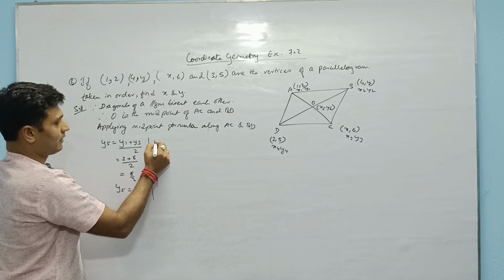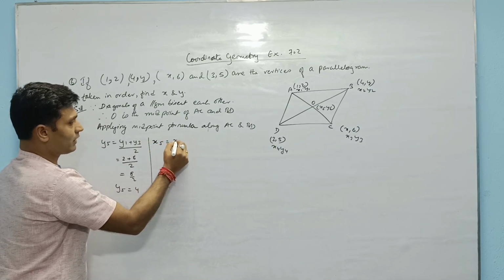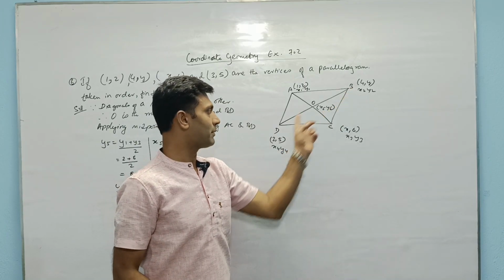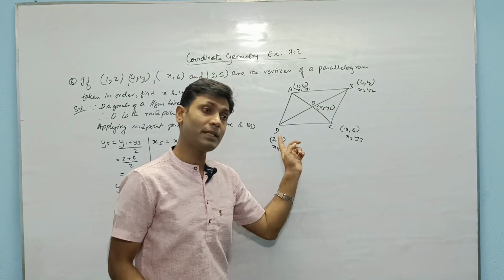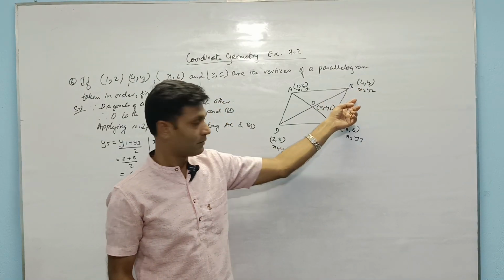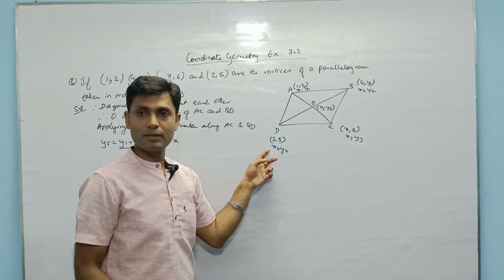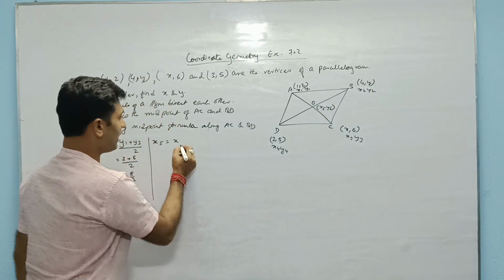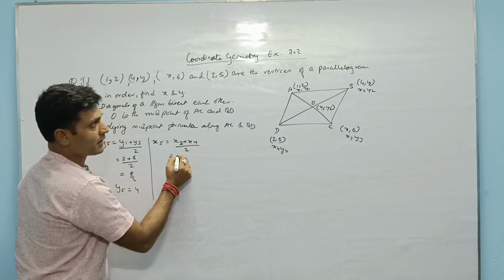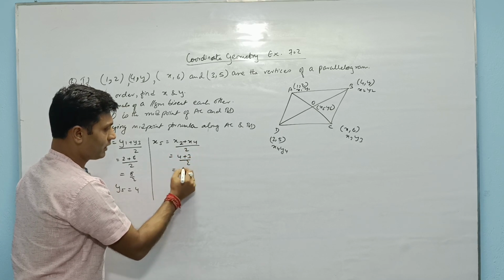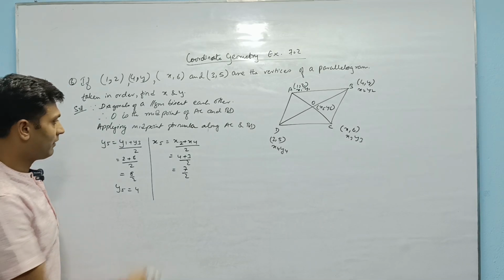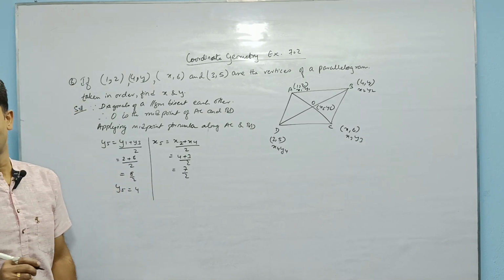Likewise, we have x5 is equal to, see, now we want to find out x5. So we can use the midpoint formula along BD. Why BD? Because here x2 is given to us as 4 and x4 is given to us as 3. So this will be x2 plus x4 divided by 2, which is equal to 4 plus 3 by 2, which is equal to 7 upon 2. Right? We got x5 also.